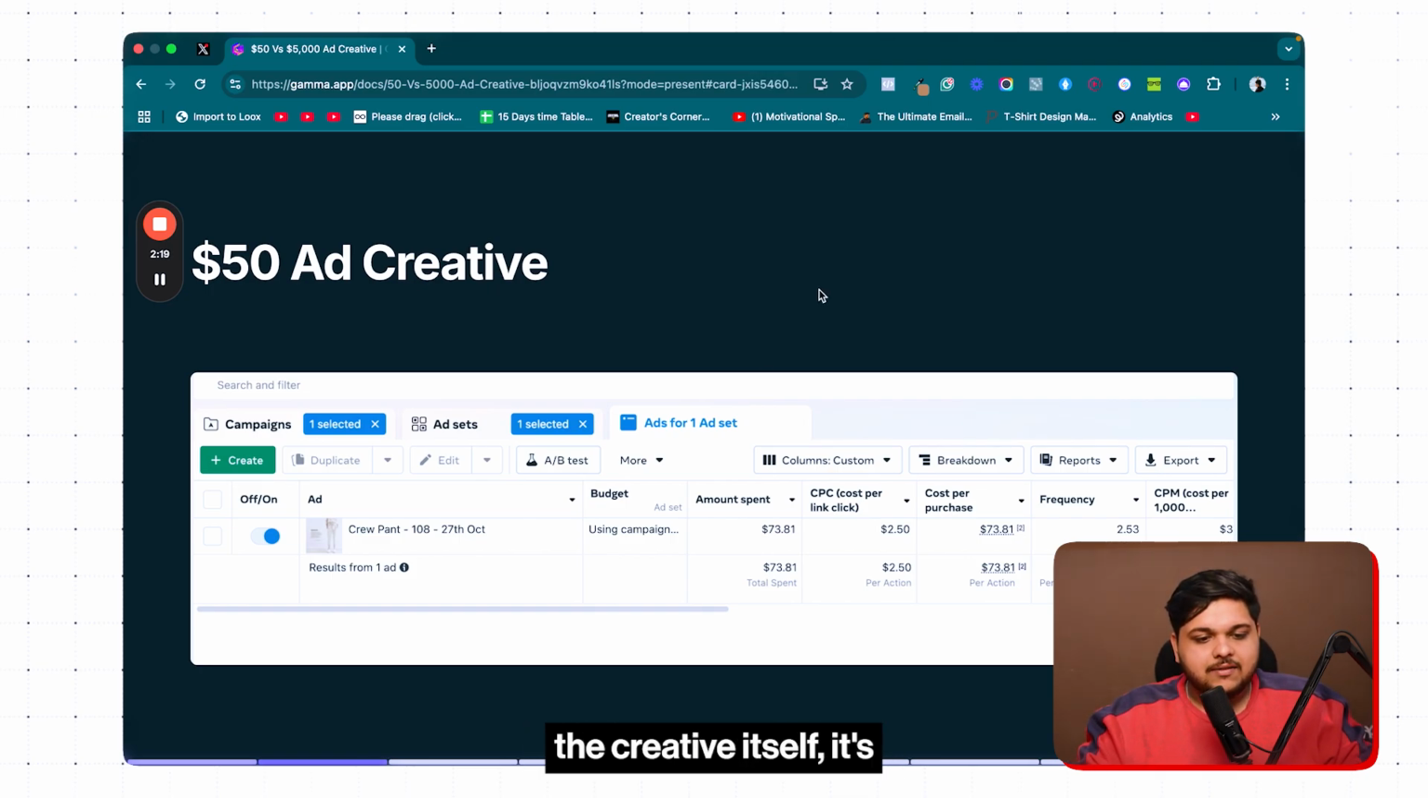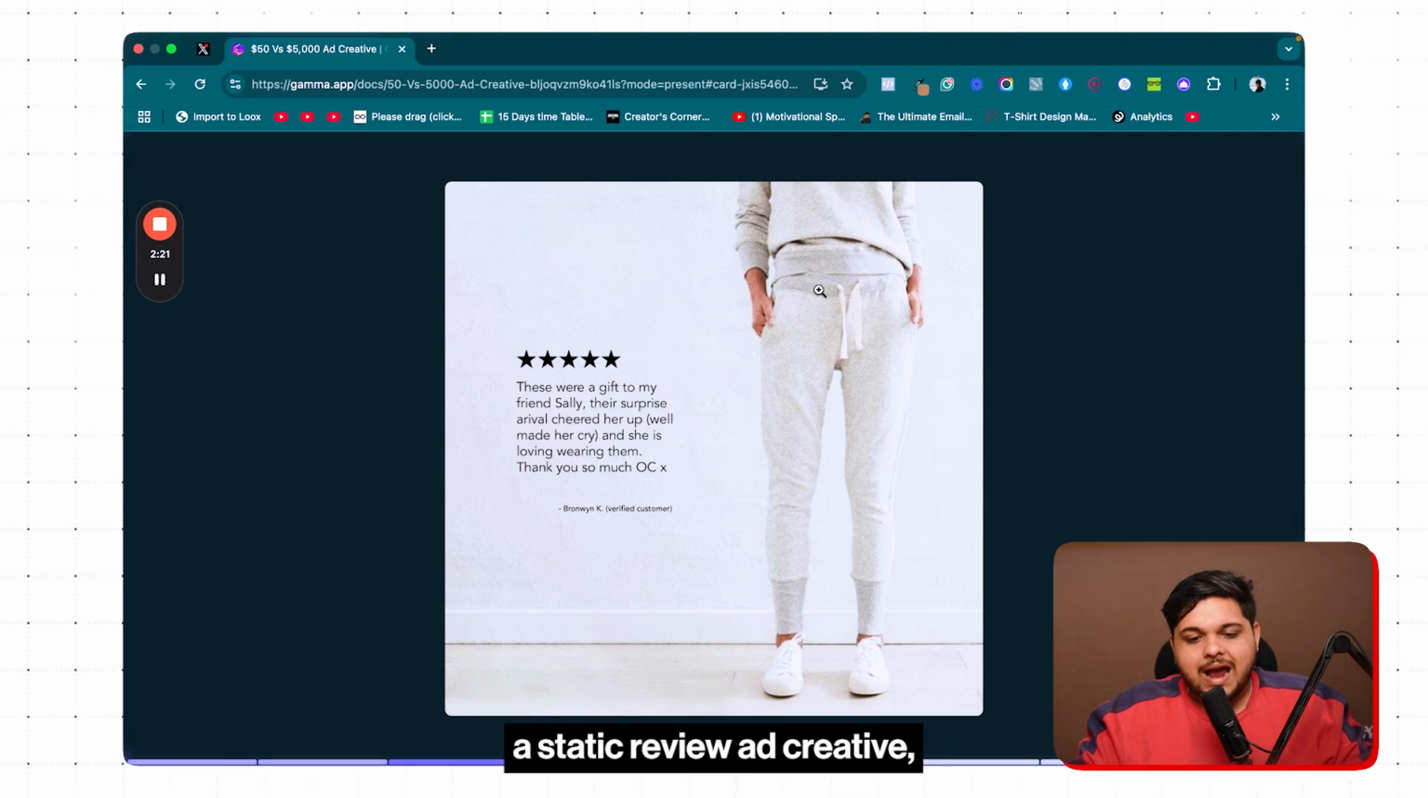Now, if you see the creative itself, it's a static review ad creative, a very simple kind of creative where we have the product photography and we also have the review from one of our customers. To be very honest, the creative is not that visually appealing. That is one of the reasons why it didn't turn out well.